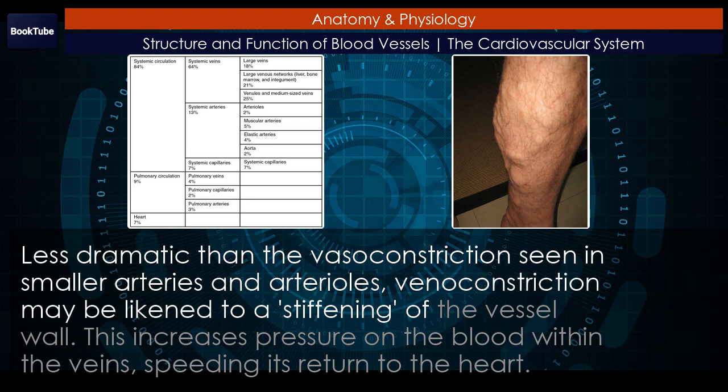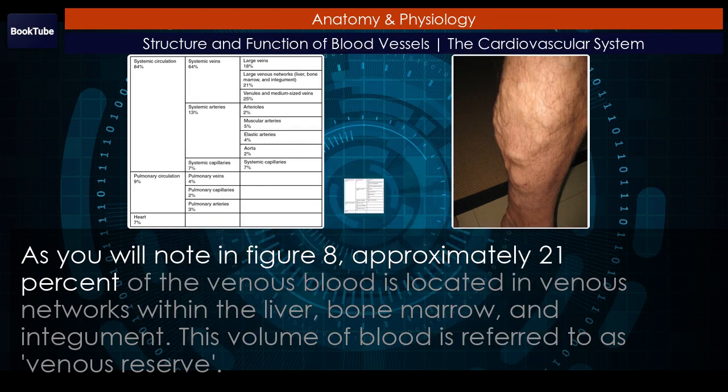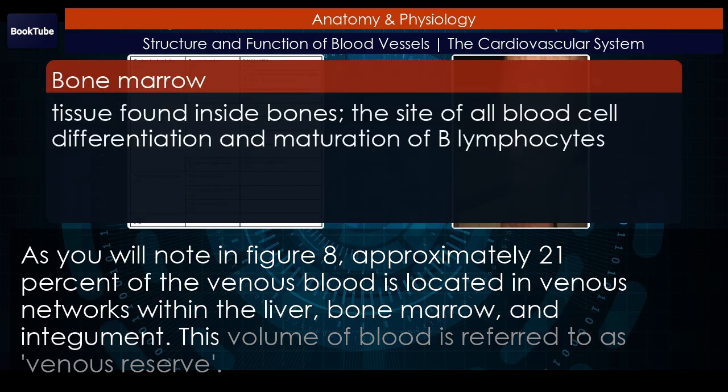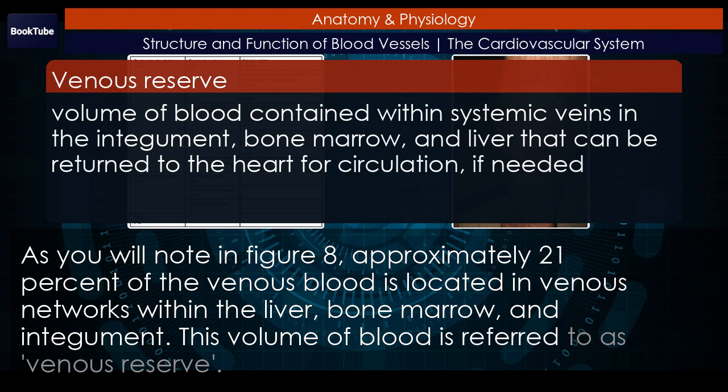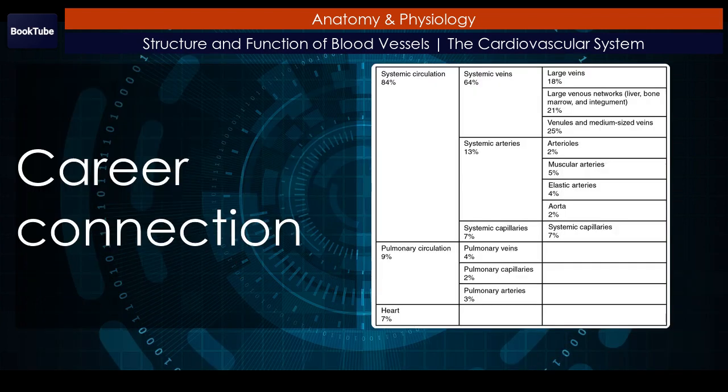Venoconstriction may be likened to a stiffening of the vessel wall. This increases pressure on the blood within the veins, speeding its return to the heart. As you will note in Figure 8, approximately 21% of the venous blood is located in venous networks within the liver, bone marrow, and integument. This volume of blood is referred to as venous reserve. Through venoconstriction, this reserve volume of blood can get back to the heart more quickly for redistribution to other parts of the circulation.